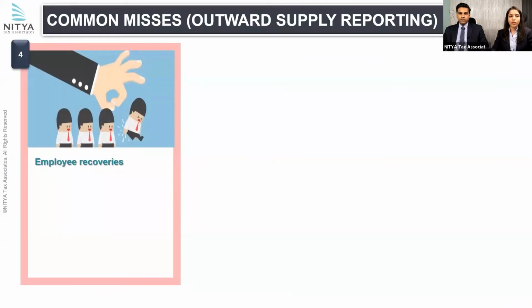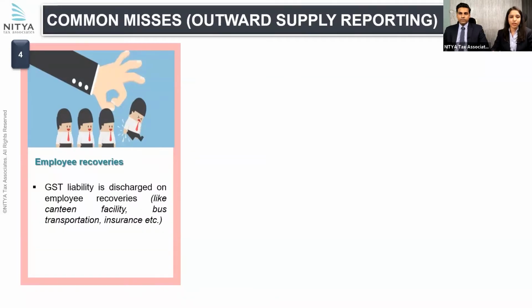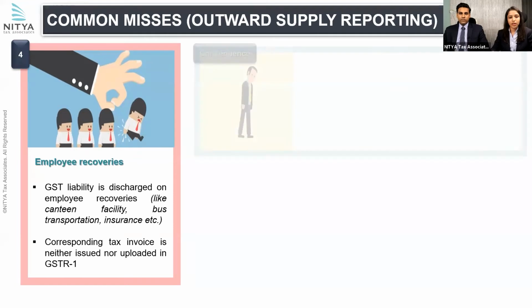The last common miss that we would be discussing today for the outward supply reporting are the most important employee recoveries. As we know that in today's scenario, this is the hottest topic which is under discussion. And there are a lot of ambiguities regarding the applicability of GST on all the types of employee recoveries, namely canteen facility, bus transportation, insurance, etc. So sometimes it happens that either the companies are not issuing proper invoices, or even if it is issued, they are not reported while filing GSTR1.